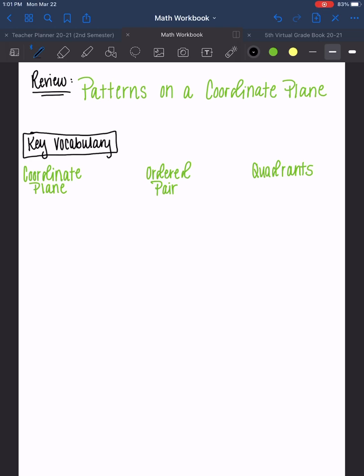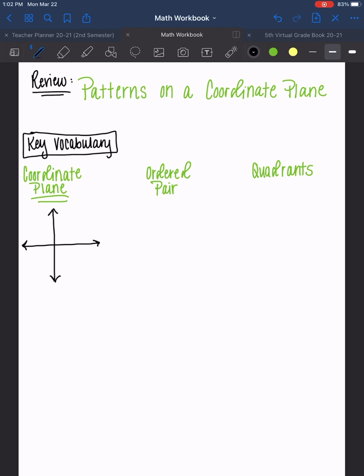So we're going to talk about the key vocabulary first, just because I want you guys to know the vocabulary for this. It's really important, or else it can get really confusing, honestly. Math's got a lot going on. So first we're going to start with coordinate plane. Now, coordinate plane is the intersection of two perpendicular lines.